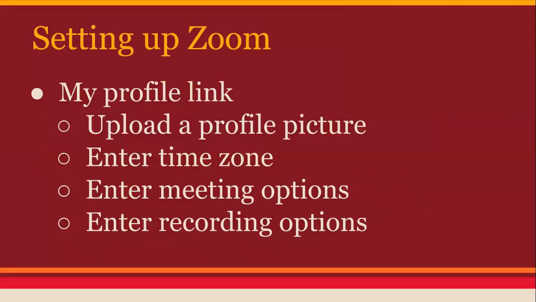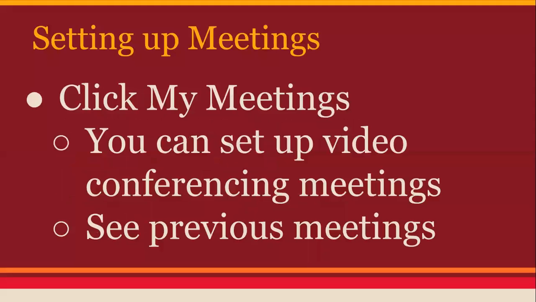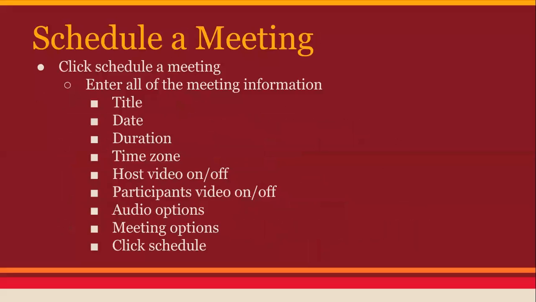So under Zoom, you can click the profile link on the left-hand side. This is where you can set up your specifics for your account. You can upload a profile picture, enter your time zone, enter your meeting options and recording options. To specifically schedule a meeting, you can click on My Meetings to set up a video conference that you will schedule for the future and to see any previous meetings that you have attended or created.